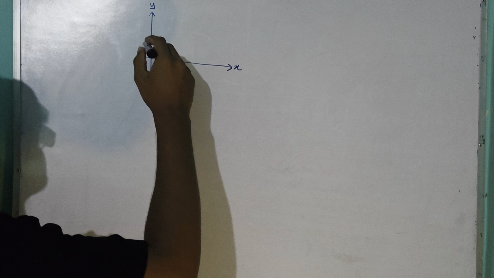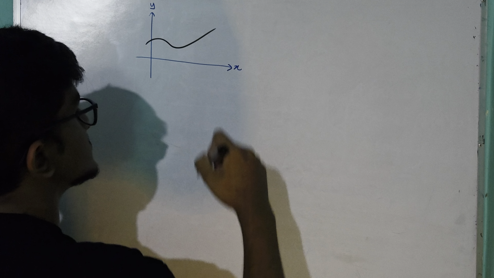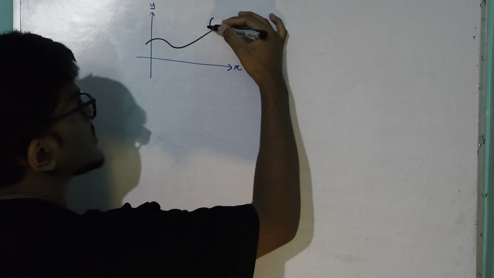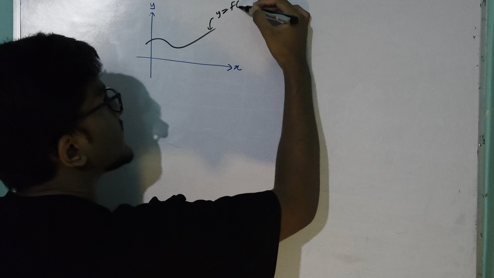Okay, for this one, I'm going to need a graph like this. And then what I'm going to do is draw a randomly shaped graph and just call it y is equal to f of x. So let's just draw a random shape like that. And this is going to be y is equal to f of x.